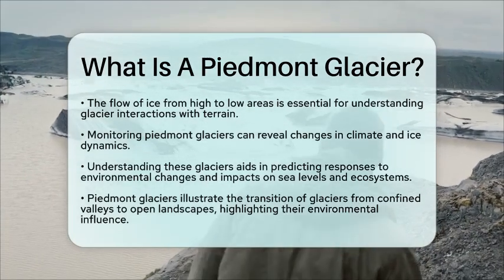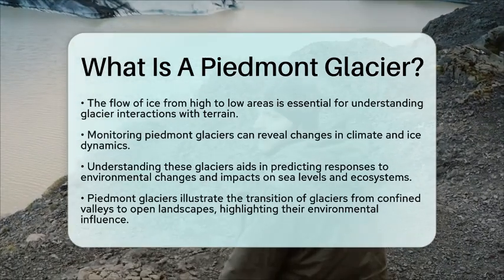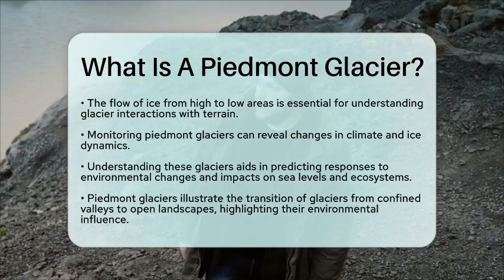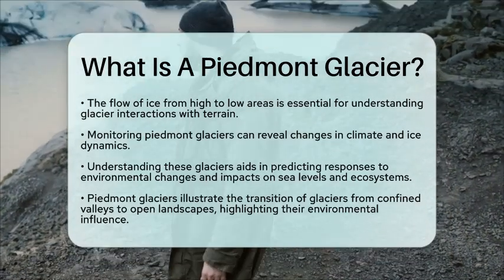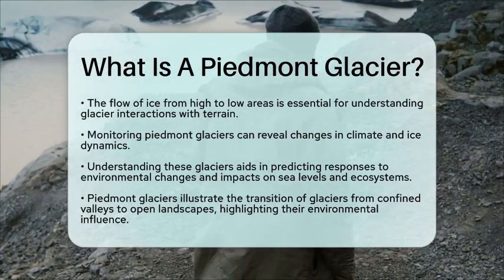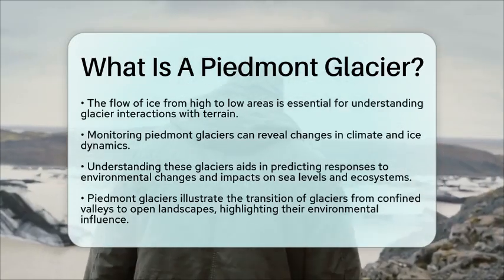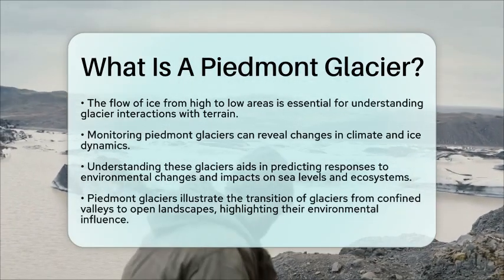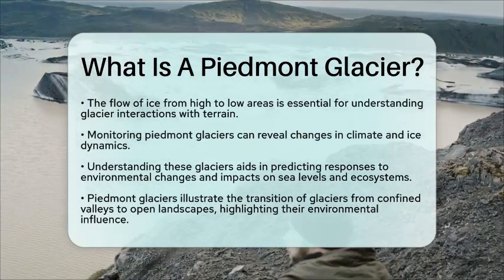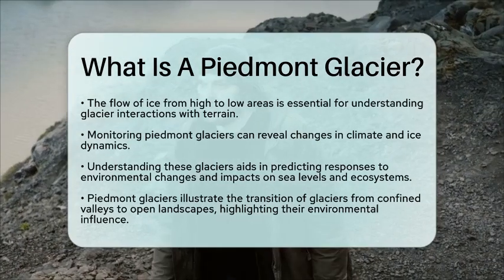While Piedmont glaciers may not be the main focus in polar regions, they provide valuable examples of how glaciers transition from confined mountain valleys to open, flat landscapes. Understanding these transitions is key to grasping how ice shapes the environment, especially where mountain glaciers meet coastal or lowland areas.